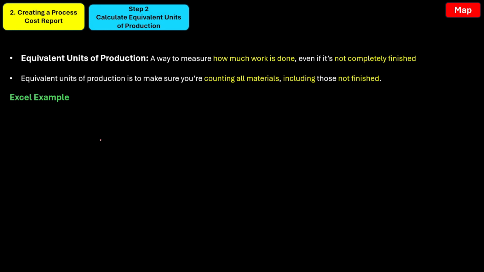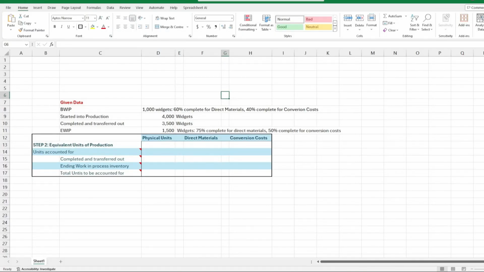Now we're going to look at our Excel example. We're going to be doing the first example for our Excel. So this is our step 2, equivalent units of production. So let's look at our given data. So we have BWIP, which is beginning work in process. So we have 1,000 widgets that are 60% complete for direct materials, 40% complete for conversion costs.